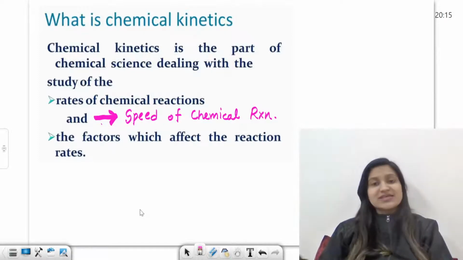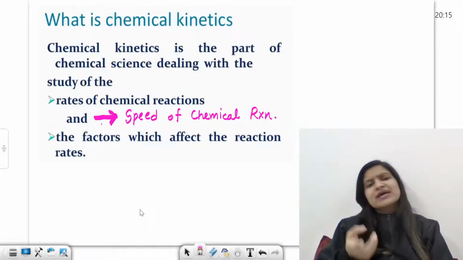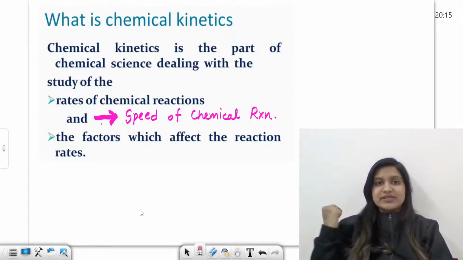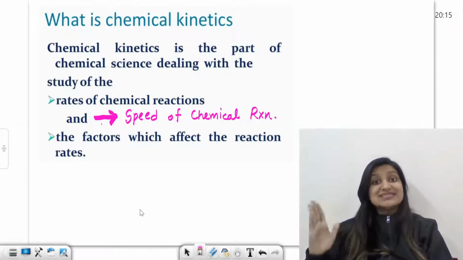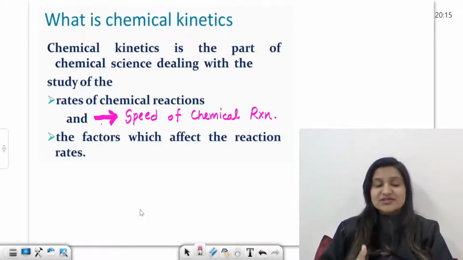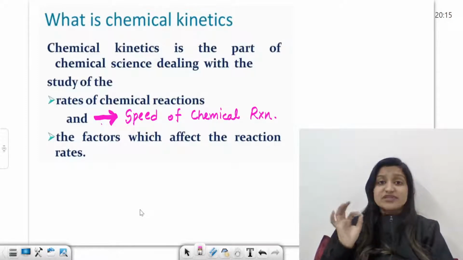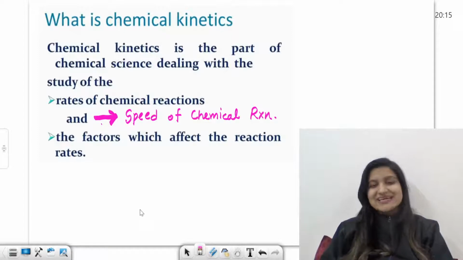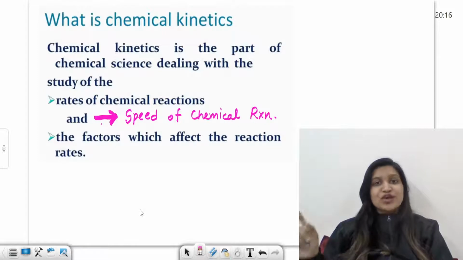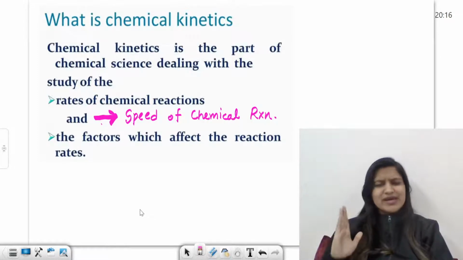Like if you take something in gaseous form, the reaction happens quickly, fast. If you take it in solid state, it happens at a slow rate, for instance. So you need to know these factors, which affect the rate, the speed of the reaction. For now, I have devoted a lot of time to trying to make you understand what chemical kinetics is, what its application is, like why are we studying it.